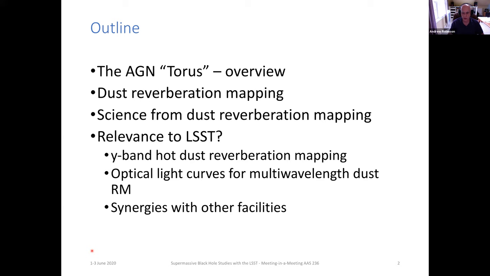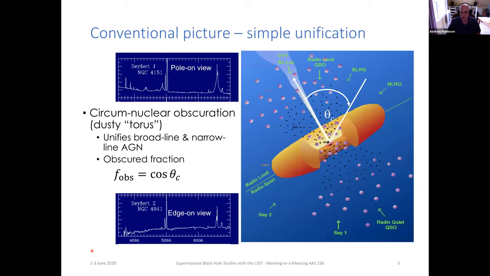So here's the picture that we're all very familiar with. We have this dusty donut-shaped torus of molecular gas and dust, and it encloses the central engine, the black hole, the accretion disk, the broad line region. Outside of it, we have the narrow line region, gas that's photoionized by ionizing radiation escaping from the funnel of the torus, which has an opening angle theta C. So when we see these systems within the opening angle, they appear as type 1 AGN, broad-line AGN. When we see them outside the opening angle, they appear as Seyfert 2s. And the obscured fraction, that is the ratio of narrow line AGN to the total, in this simplest picture just goes as the cosine of the opening angle.